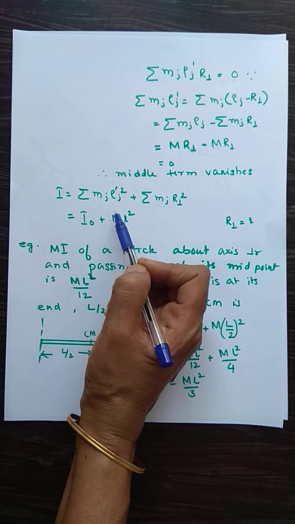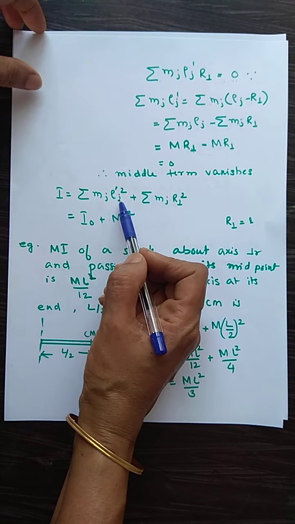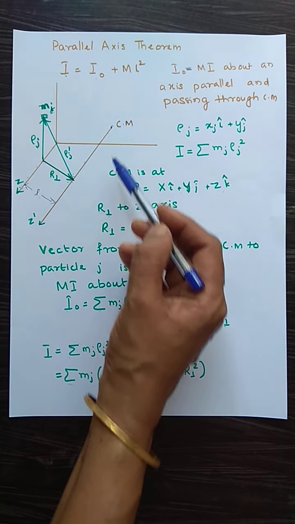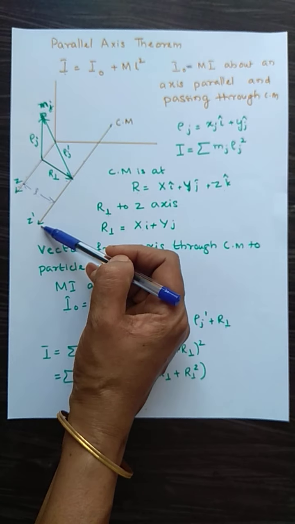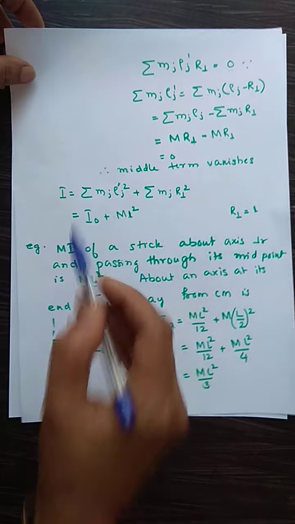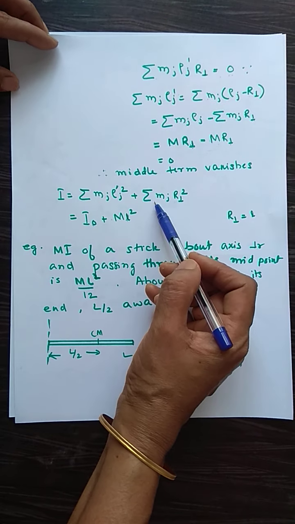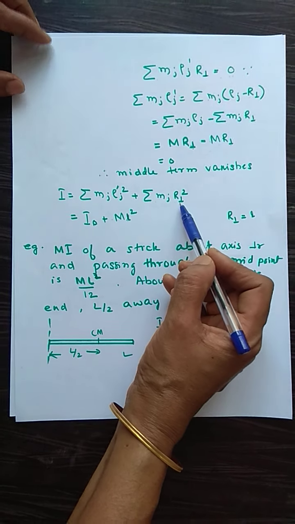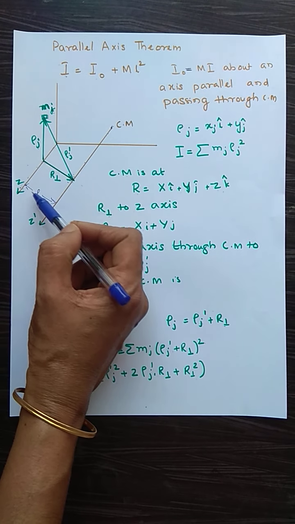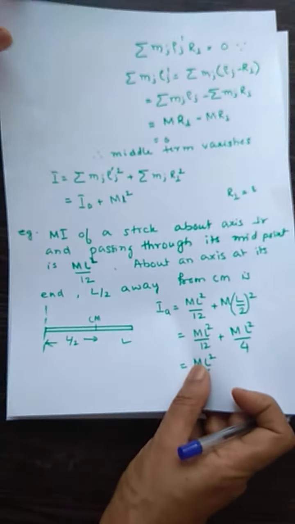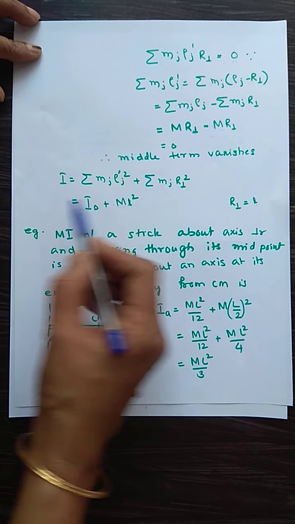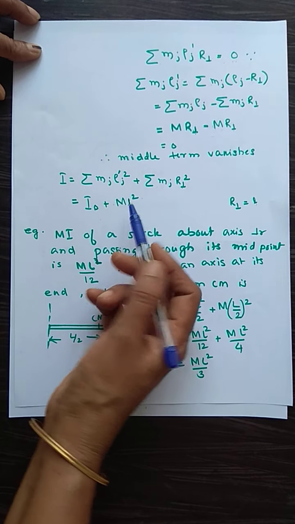This is sum over mj rho j prime square, which is the moment of inertia about the center of mass, the axis passing through the center of mass and parallel to the z axis. That is I0. And r perpendicular is equal to the length L. The length L is the separation between these two. So you can make the substitution. So this becomes I0 plus ml square. So I equal to I0 plus ml square.